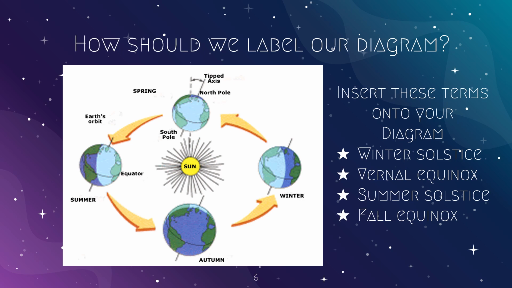And then we just have to memorize after summer comes fall. Because we get equal day and equal night, it's hard to tell if we're in the fall or the spring. The only way to know is the season that comes before and the one after. So we go winter, spring, summer, fall. Make sure you've labeled your diagram.